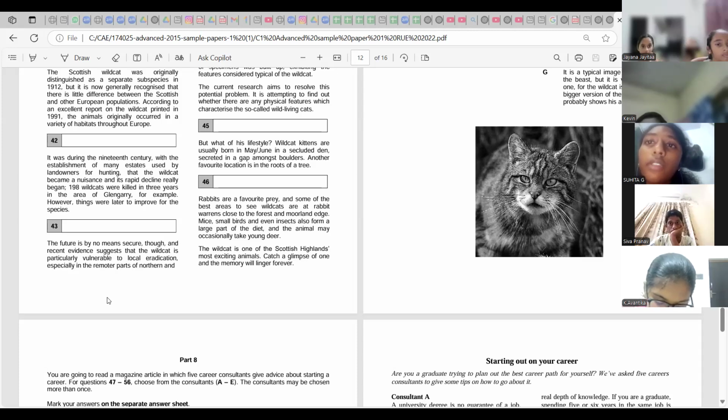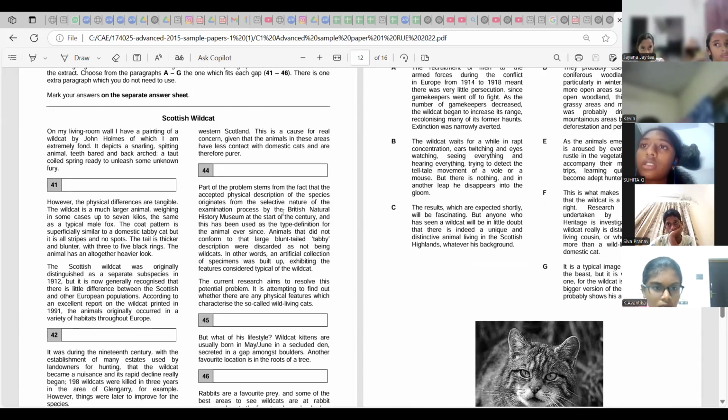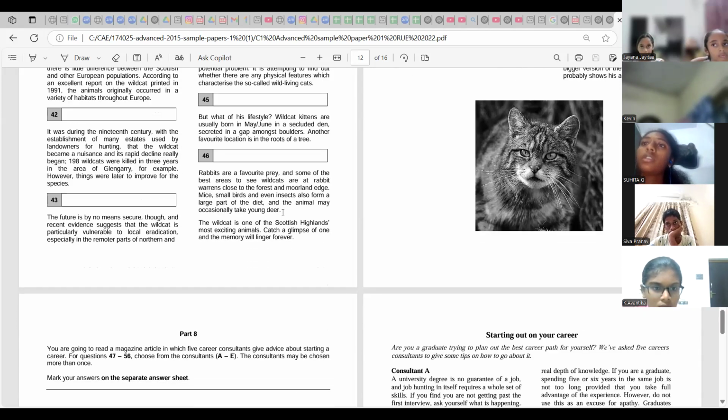The future is by no means secure, though recent evidence suggests that the wildcat is particularly vulnerable to local eradication, especially in the remoter parts of northern and western Scotland.